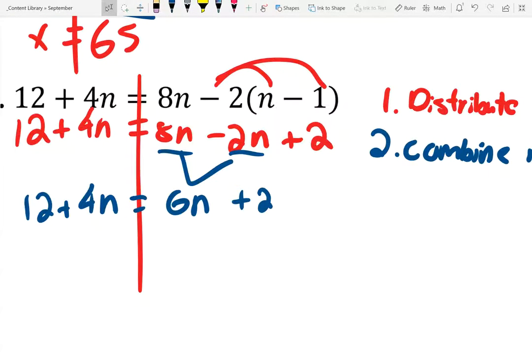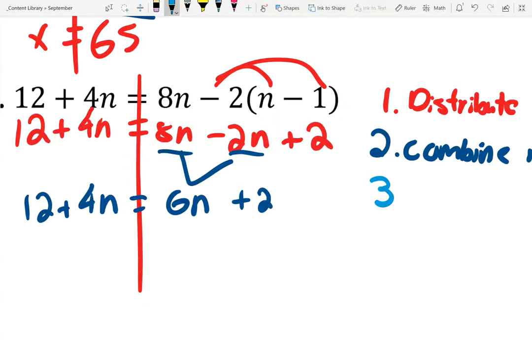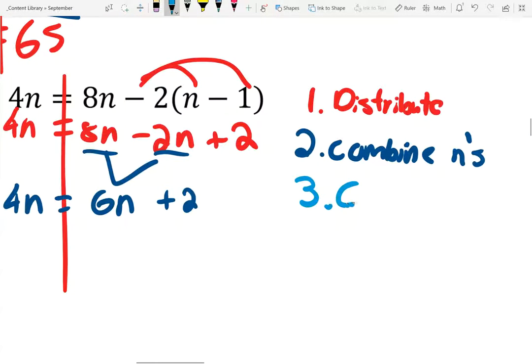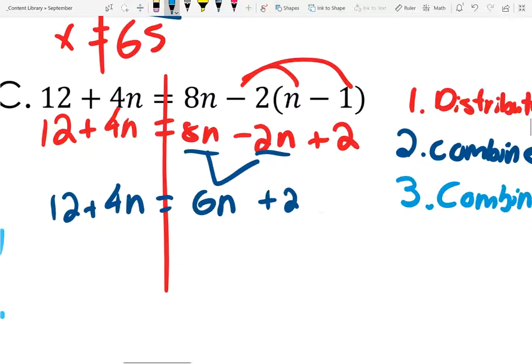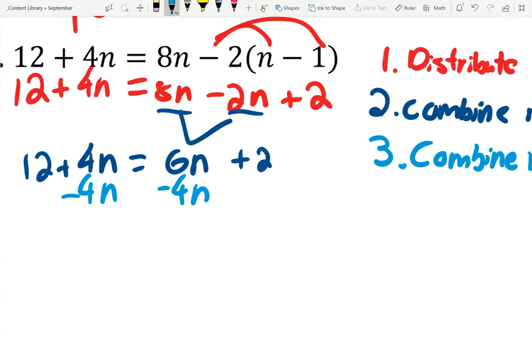Now, step 3 is also combining n's, but we have to do it across sides. So let me go ahead and write the fact that we're going to combine it again. Combine n's. But we're combining the 6n with the 4n. Now, to do that, we actually have to move it from one side to the other. So you have options. You can either take 6n and move it over here and have it join 4n, or you can move 4n over there. I'm going to move the 4n because I usually like to move the smaller one. Smaller one's usually easier.